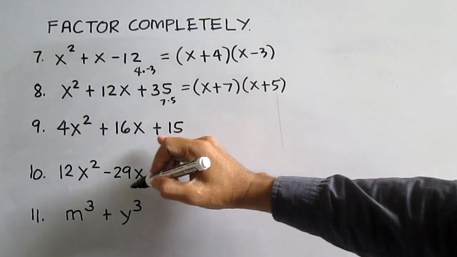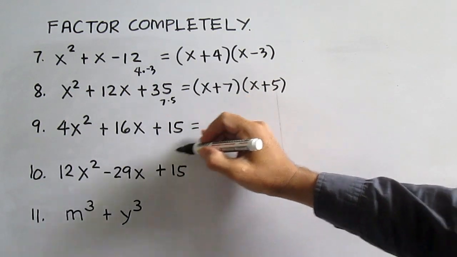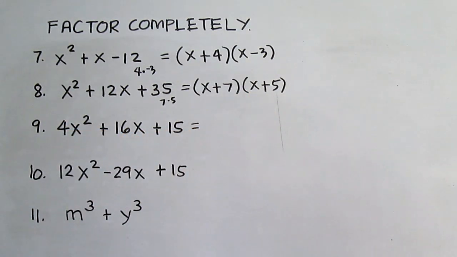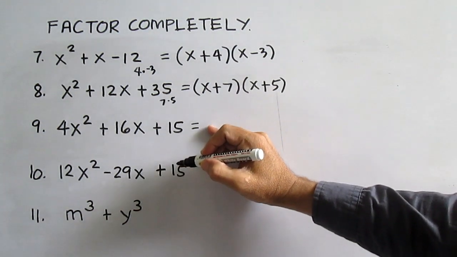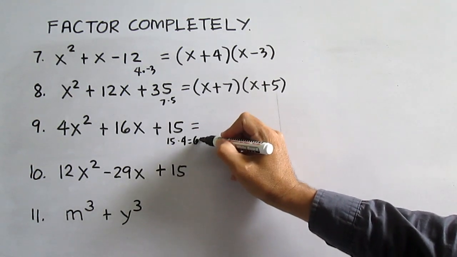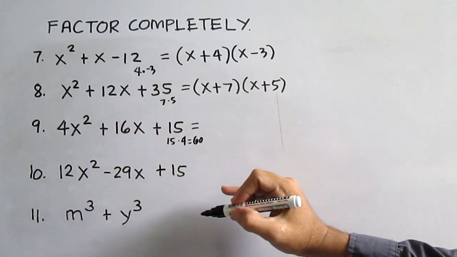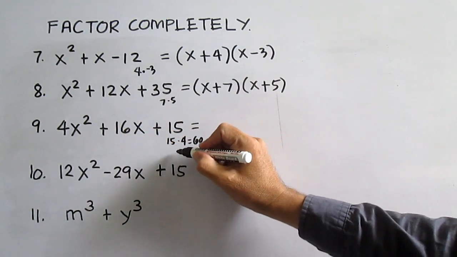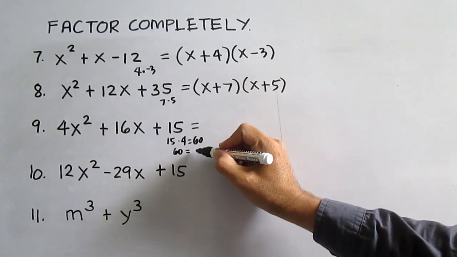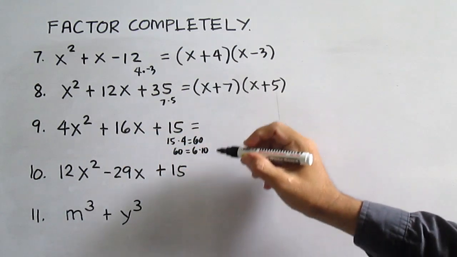Number 9 is a general trinomial where the coefficient of x squared is greater than 1. Let's use the AC method in factoring. 4 times 15 is 60. Then think of two numbers that will give you a product of 60 and a sum of 16. 60 is equal to 6 times 10. 6 plus 10 is 16.